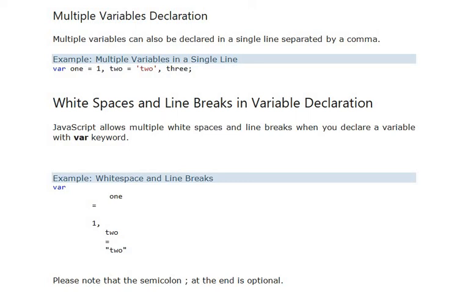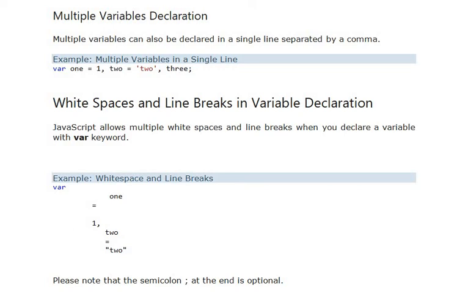Multiple variables declaration. Multiple variables can also be declared in a single line, in a single statement. All the variables must be separated by commas. Look at this example: variable 1 is equal to 1, variable 2 is equal to 2, comma 3, semicolon. Here we have three variables. The first variable is assigned 1, the second is assigned 2, and the third variable is just declared, not assigned any value.